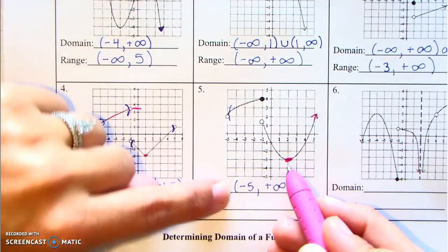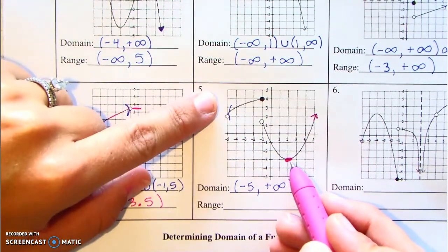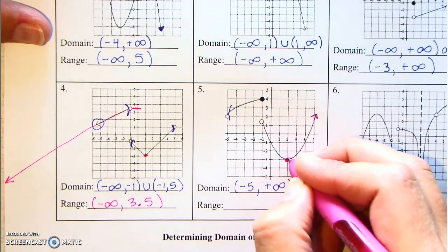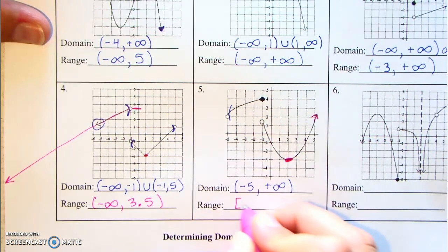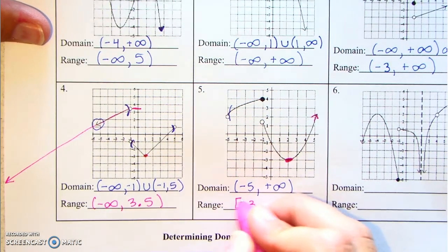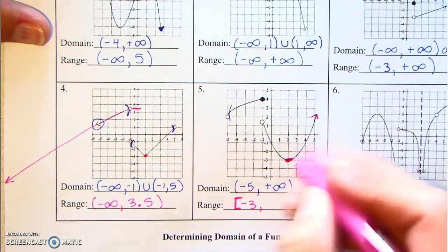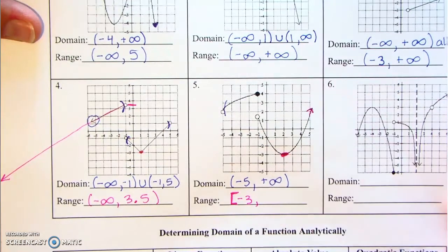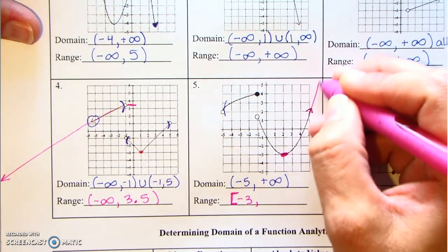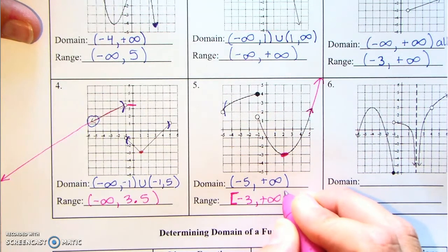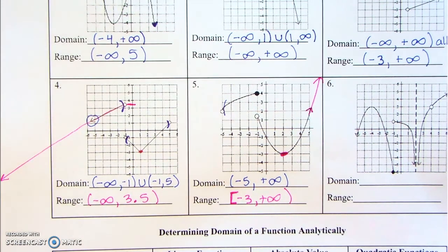We've been using only parentheses because we've been seeing a lot of holes. But do you guys agree this is an actual point? So we need to include this -3 in the range. So we're going to put our first square bracket on the paper because that point is included. And then this arrow is going to where? Positive infinity. You agree? Okay. So that's going to be like that.